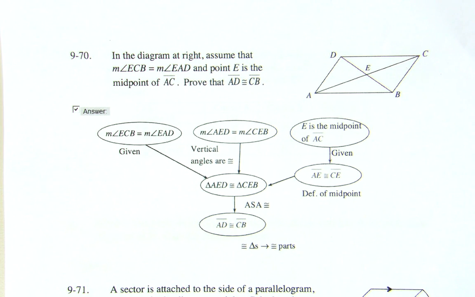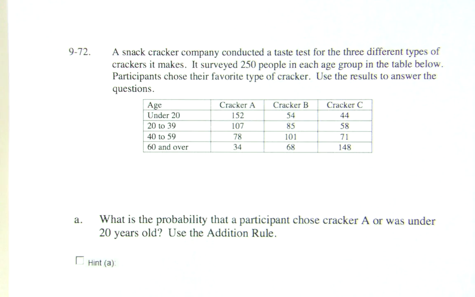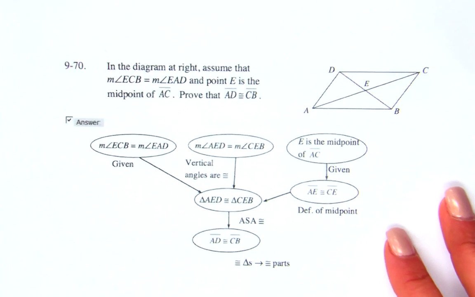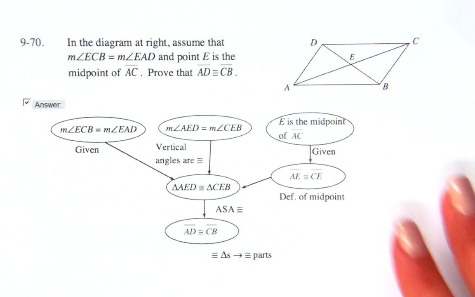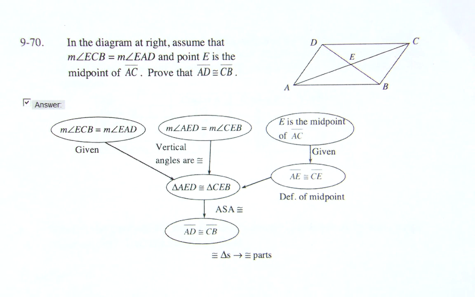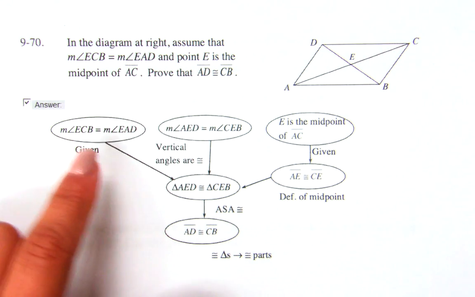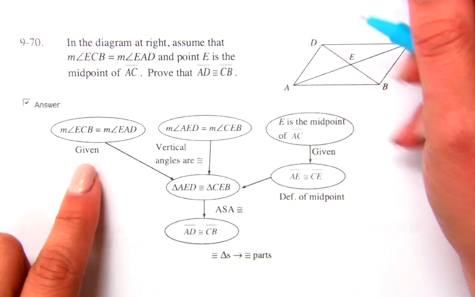Okay, this is Math 2. We're going to do 70, 71, and 72. And 70 should go pretty quickly because the hint online is pretty self-sufficient. It says, assume in the diagram at the right that measure of angle ECB is going to be equal to measure of angle EAD. So that's our given, because it actually gives you that information in the picture.